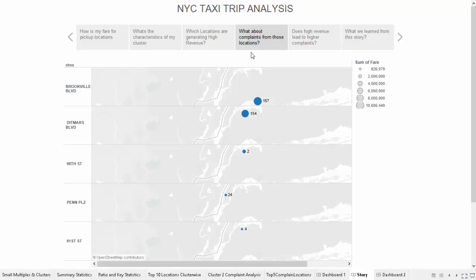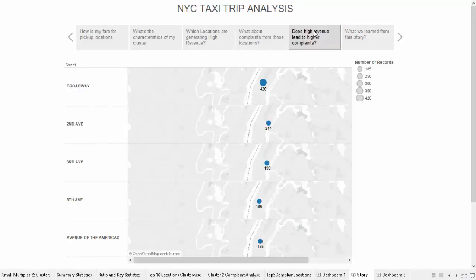Let's have a look at the number of complaints that are received from the regions that are generating the highest amount of revenue. So here we see that the top 5 regions that are generating the highest amount of revenue have 157, 154, 224 and 4 complaints during the 6-month period.